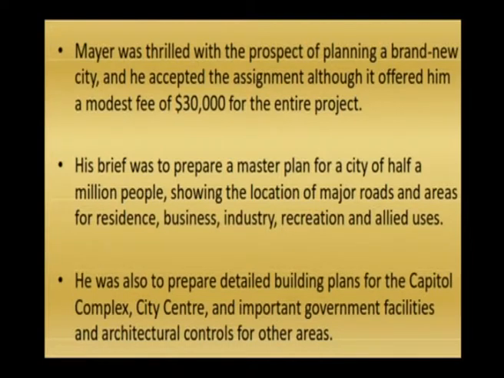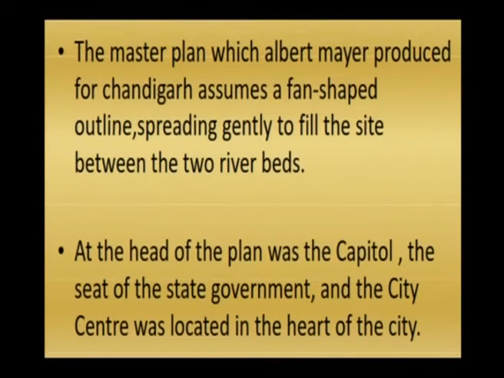His brief was to prepare a master plan for a city of 500,000 people, showing the location of major roads and areas for residences, business, industry, recreation, and allied uses. He was also to prepare detailed building plans for the capital complex, city center, and important government facilities and architectural controls for other areas. The master plan which Albert Mayer produced for Chandigarh assumes a fan-shaped outline spreading gently to fill the site between the two riverbeds.